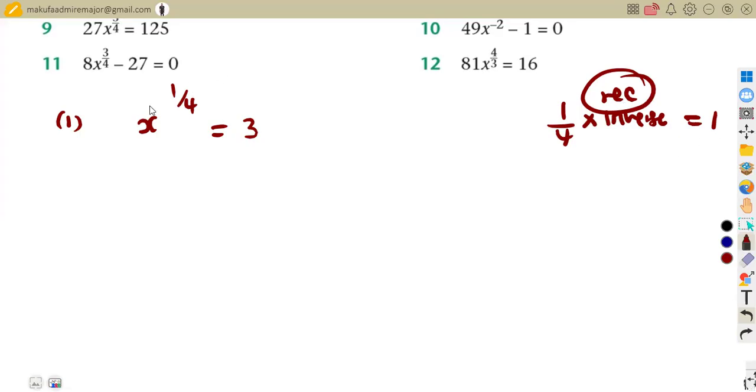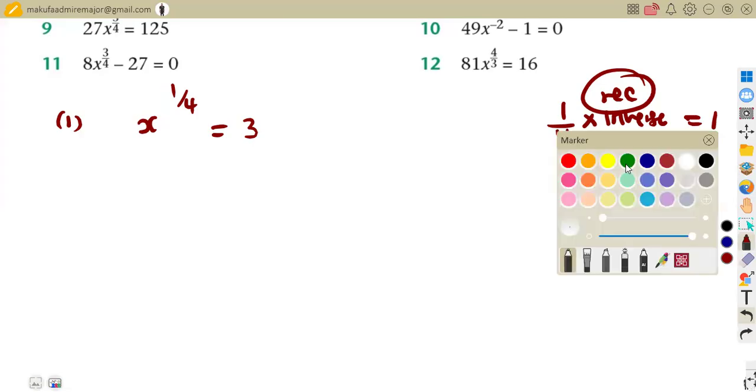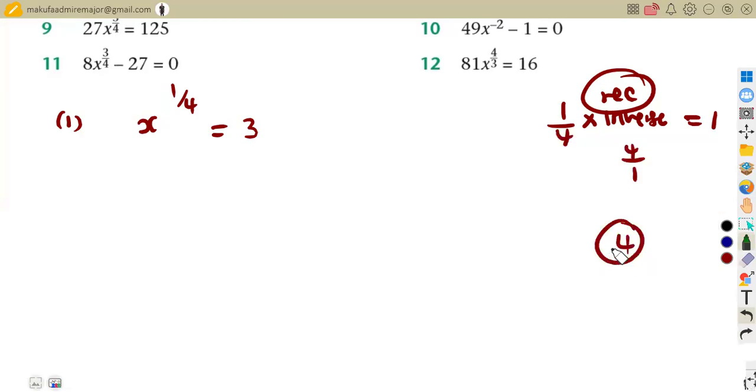So what is the reciprocal of this 1 over 4? You simply interchange that. That is going to be 4 over 1. Guys, 4 over 1 is the same as 4. So what we need with this inverse, this is what you're going to do with the reciprocal. We are going to raise everything to the exponent of the reciprocal, 4 over 1. Everything. Remember, it's an equation. What you do on the left-hand side must also be done on the right-hand side.